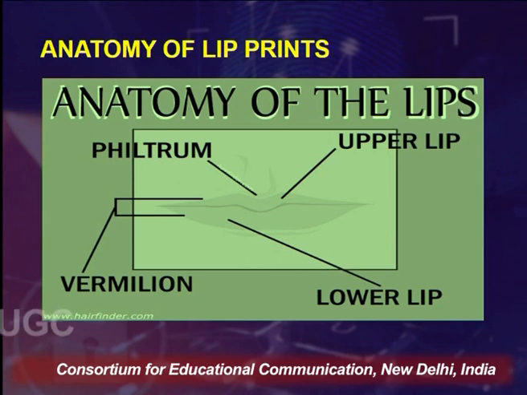Now the anatomy of lip prints. The middle part on the upper lip is known as the philtrum, then we have the upper lip and the lower lip, and where both the upper lip and lower lip combine, that part is known as the vermilion.